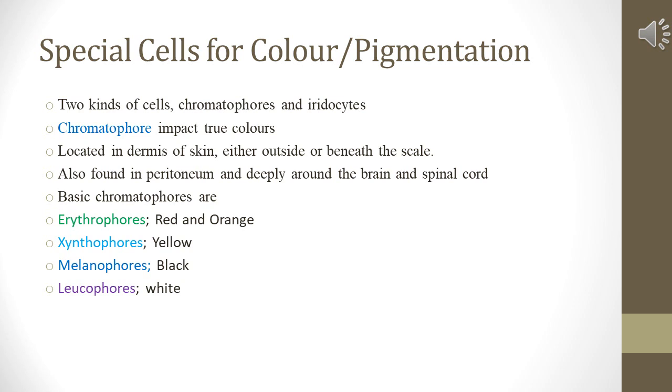The basic types of chromatophores are erythrophores, xanthophores, melanophores, and leucophores. The erythrophores mostly present the red and yellow color. Xanthophores present the yellow color only. Melanophores show the black color, but the leucophores show white color. I will repeat that the erythrophores show red and orange color. Xanthophores show yellow color. Melanophores present the black, while the leucophores present white color. These are all the chromatophores.